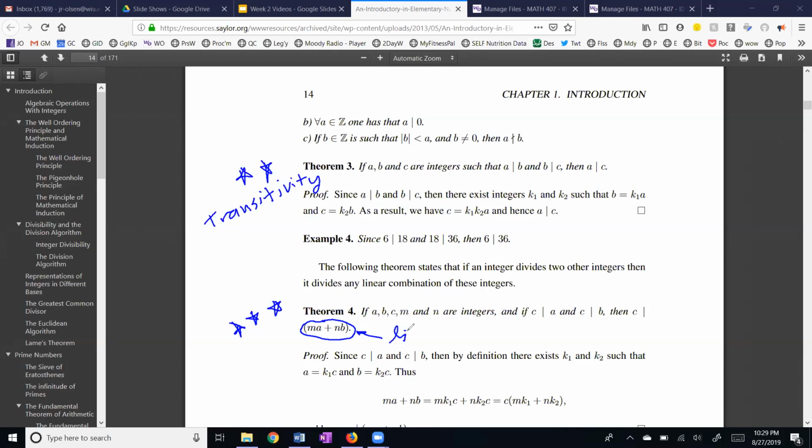You want to make sure to write this down in your notes. Linear combination of A and B. We're going to be using linear combinations throughout this course.